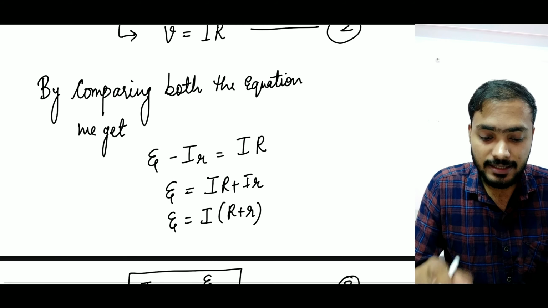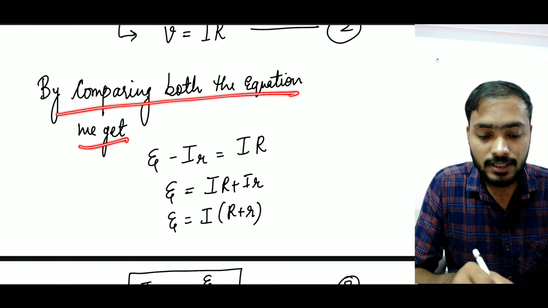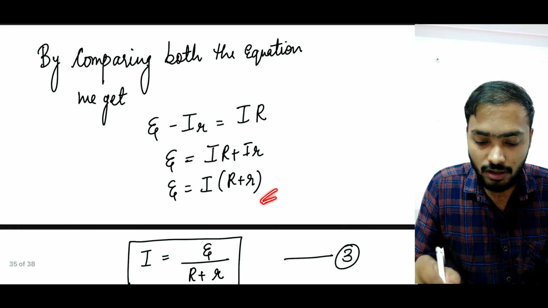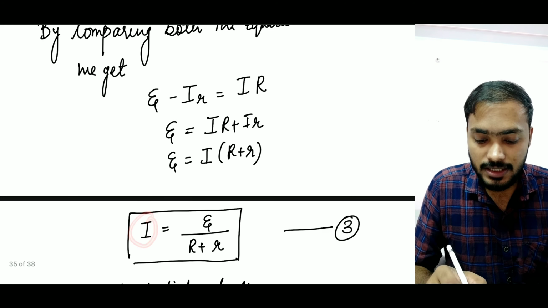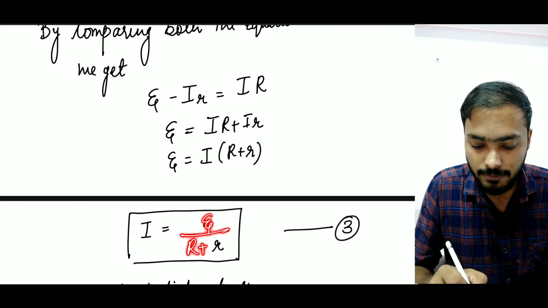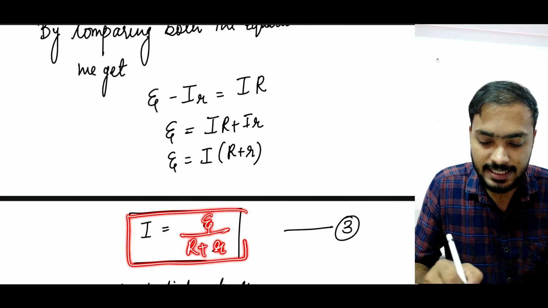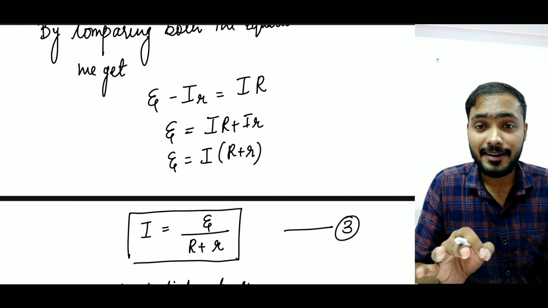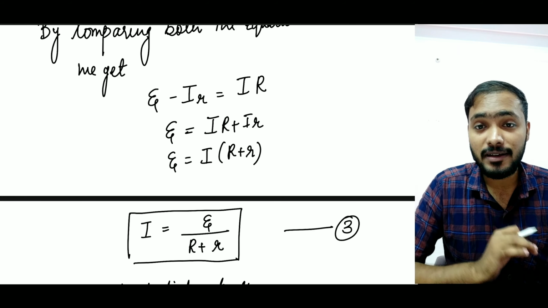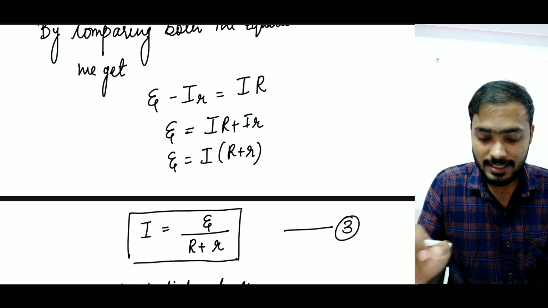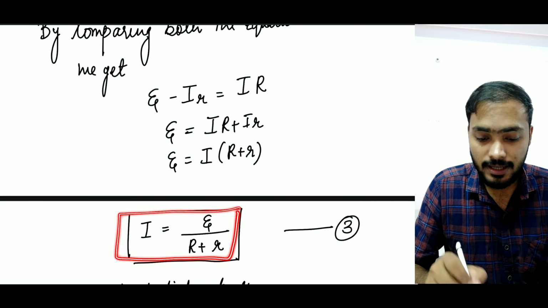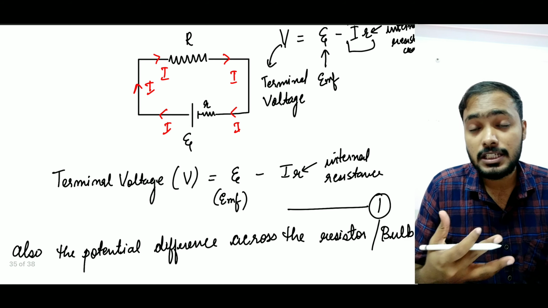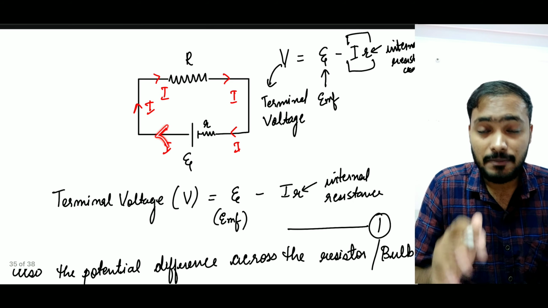Okay, so I'll simply write that down. By comparing both the equations, we simply get E minus Ir equals IR. And when you solve it, you get the value of current as I equals EMF upon R plus r. Is that a yes or no? This is simply equal to EMF upon R plus r. I hope you guys can understand. So the first part of our discussion is completed: we got the value of current which is flowing inside our circuit. So now I know the value of current flowing inside my simple circuit.